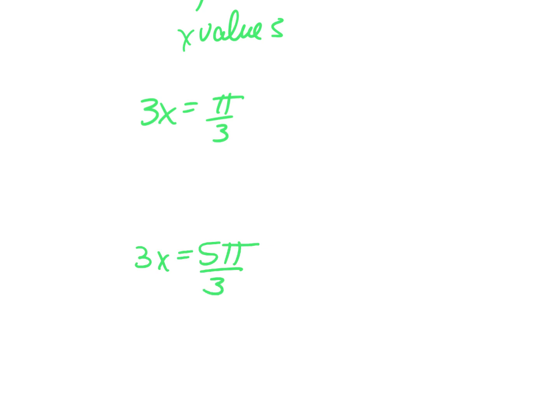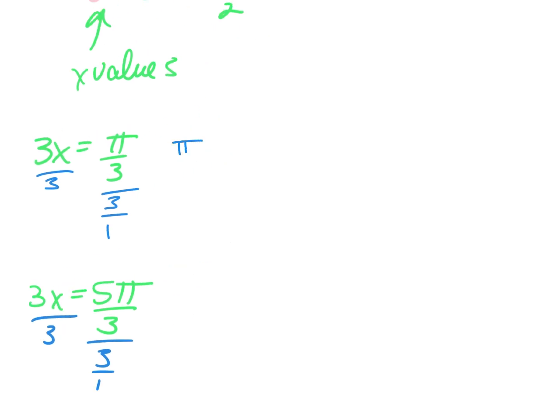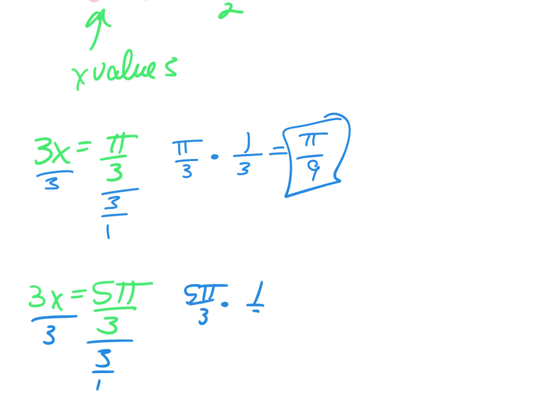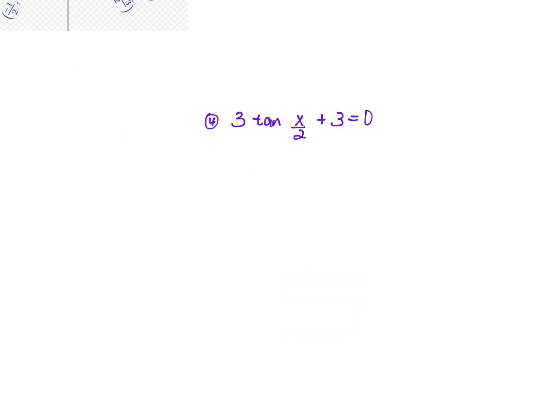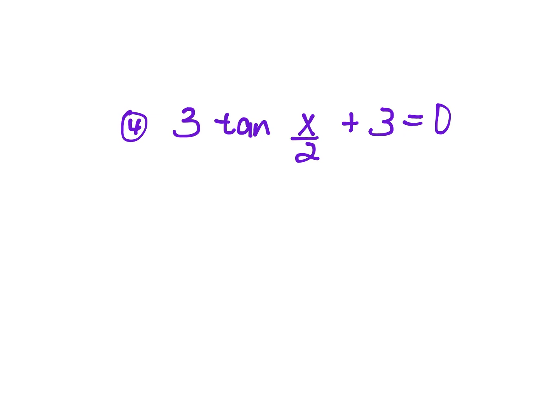These multiple angle problems, you have to take one extra step. So I'm going to divide both sides by 3, which in a sense we keep, change, and flip. So this becomes what? Pi over 9. I'm going to keep, change, flip. This becomes 5 pi over 9. Correct? Okay, how is this one a teeny tiny bit different?